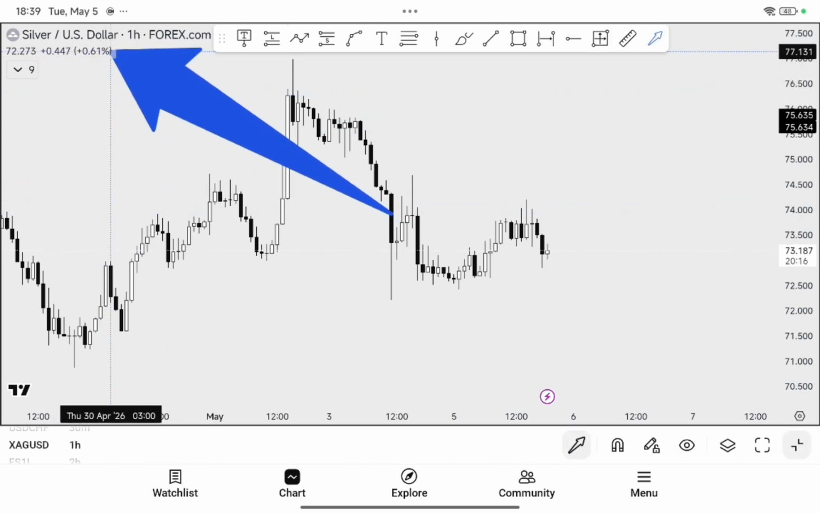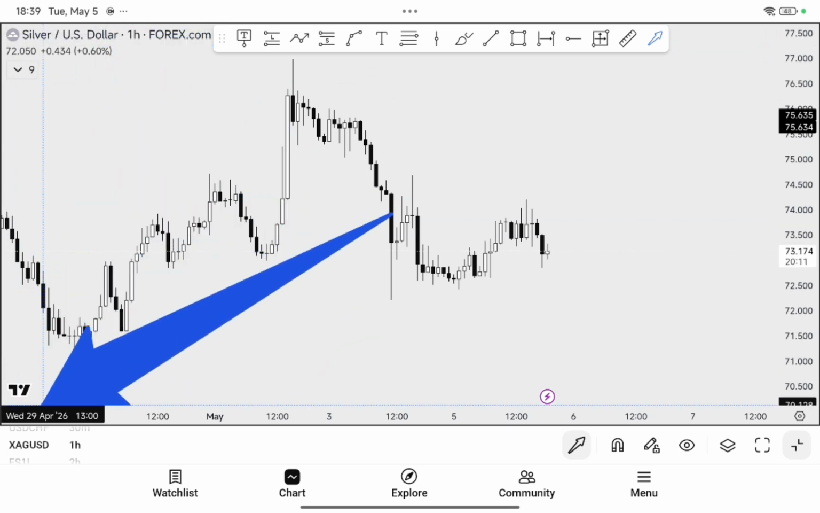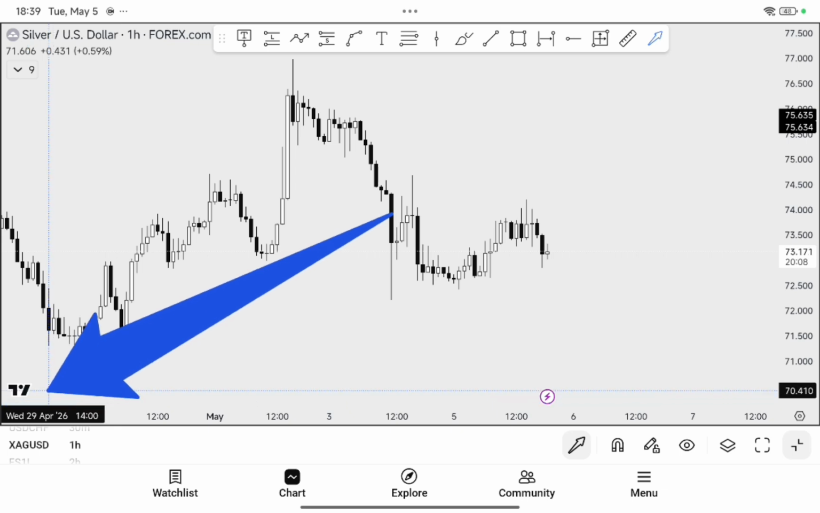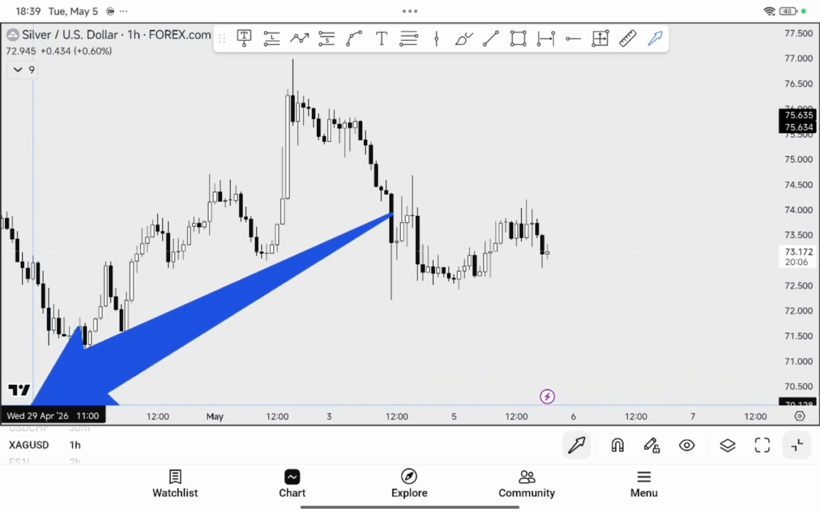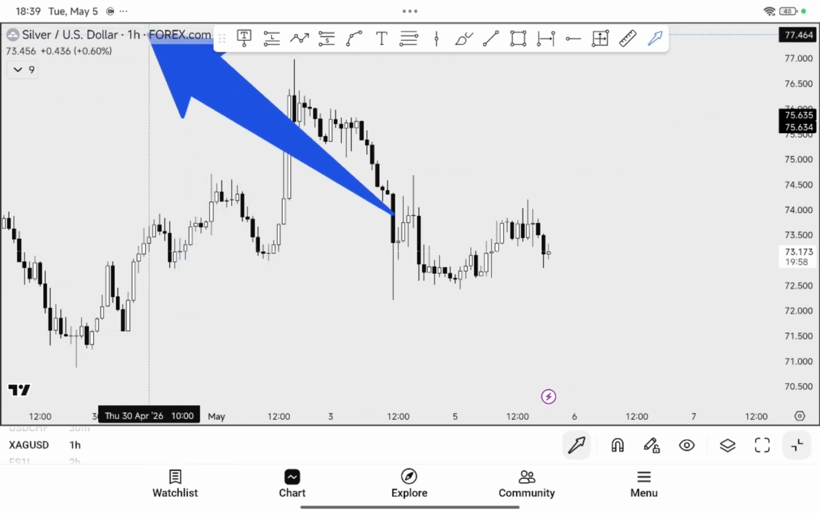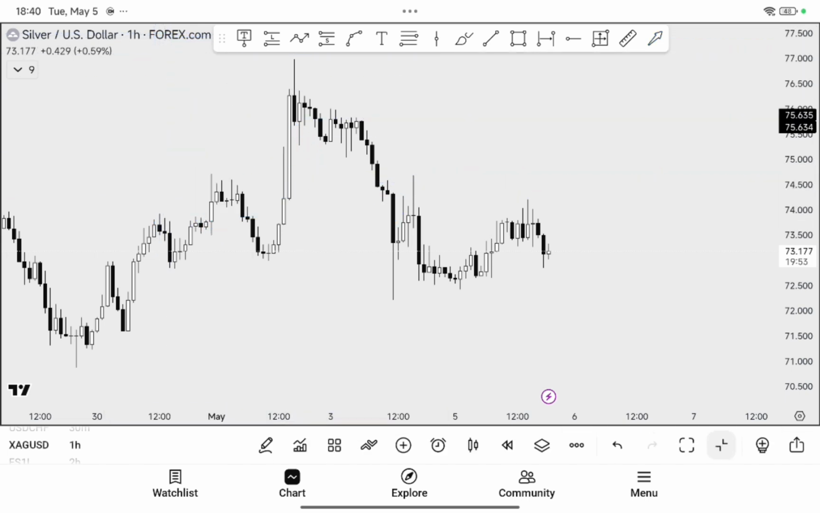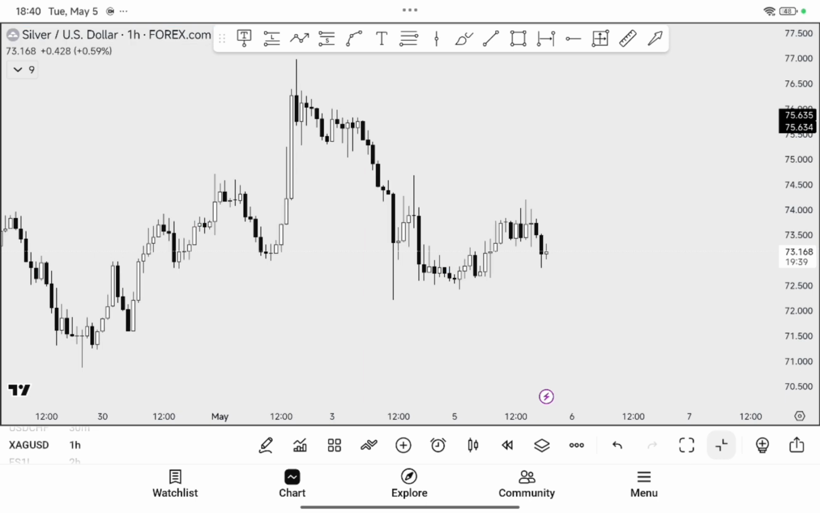If you check here, you see Silver USD. If you check down here, you see SAG USD. The reason SAG USD is here is because it's part of my watch list. When I add a pair to my watch list, it means I don't need to go here to start searching for pairs. I just need to scroll down here to bring it out. So we are tapping here. In case you want to select a particular pair you wish to trade, this will help you a lot.